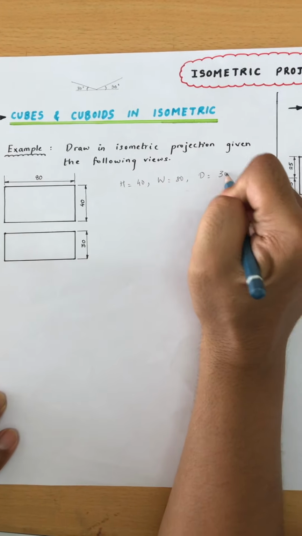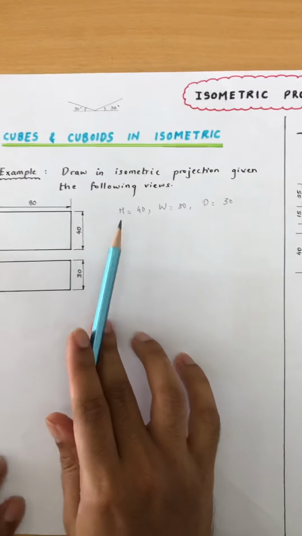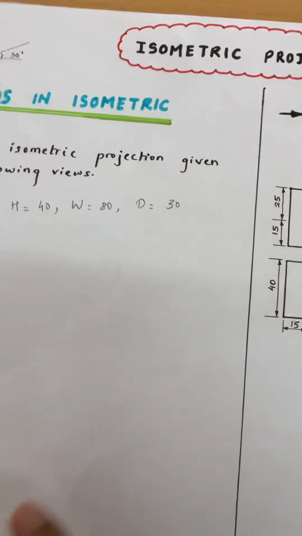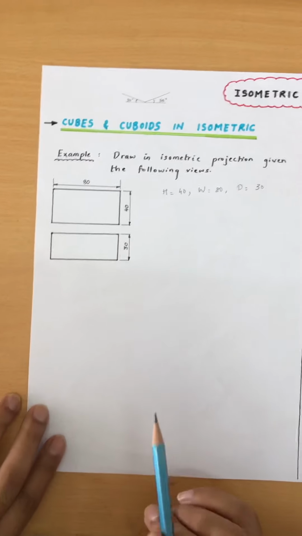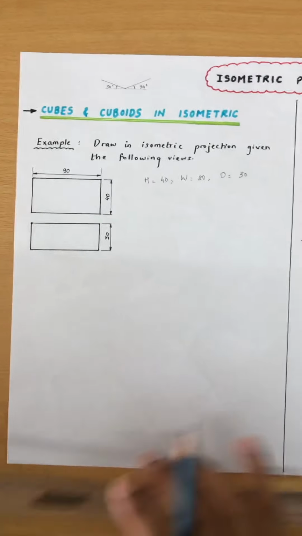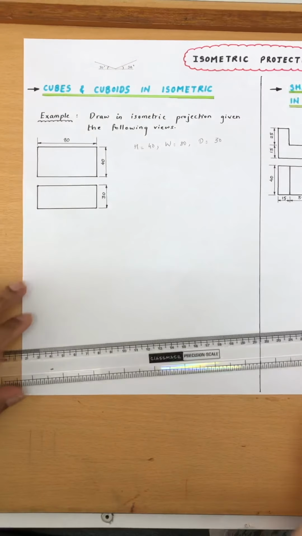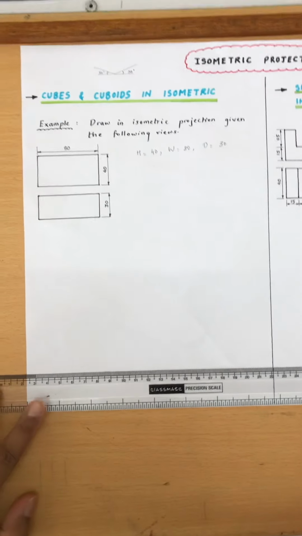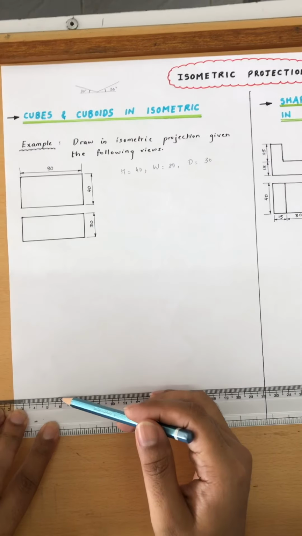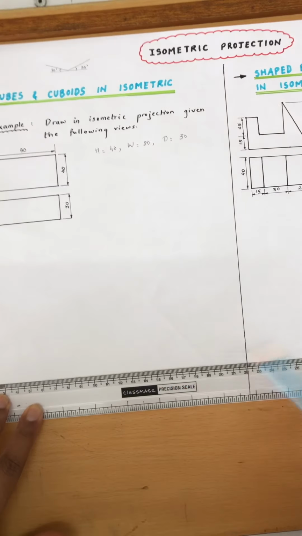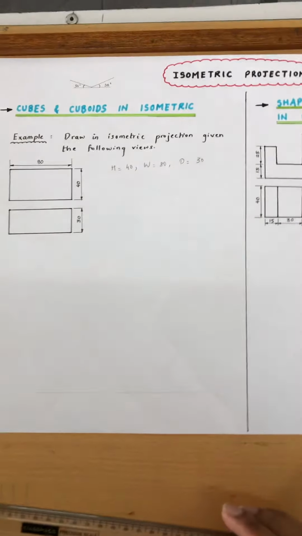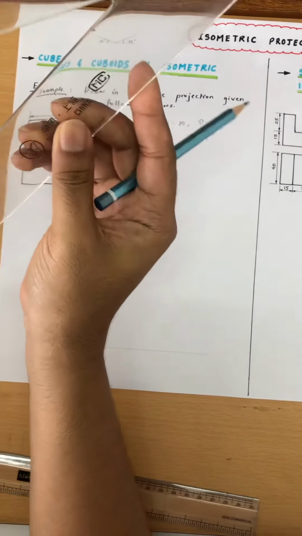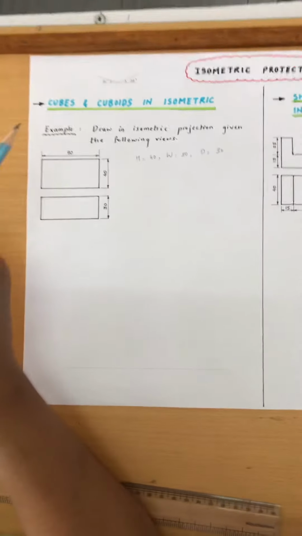This is 30. So once we have the following information, that is the height, the width, and the depth, we can start to draw our cuboid. So let us start. I'm going to take a ruler. I place it here along the edge of my paper, and then I draw a faint line like this. Then I'm going to use my 30 degrees set square. This is the bigger one and this is a smaller one.